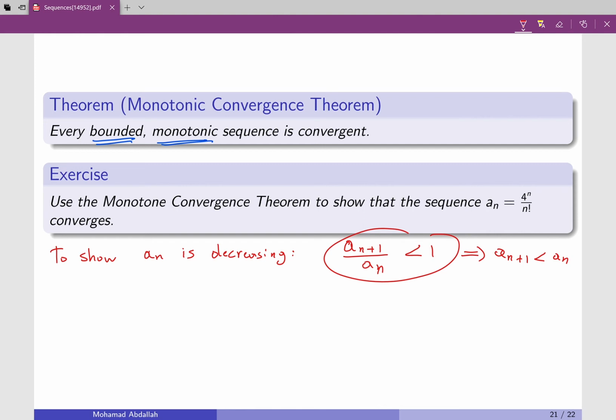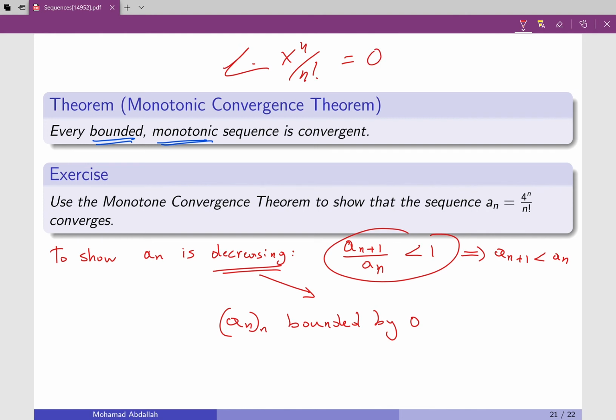And then you can clearly see that this is decreasing, so it is going down, and that it is bounded by 0. So an is bounded by 0, and I know that there's a limit. They didn't ask you to find the limit here, by the way, but we know the limit is going to be 0 because I gave you that theorem: the limit of x to the n over n factorial is equal to 0, no matter what x is. But here we are doing this using the monotone convergence theorem.